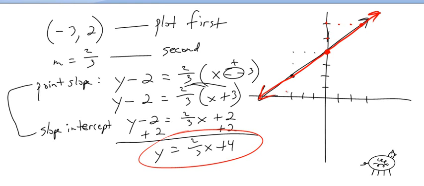Point slope is really the easiest form in the world because you're given a point, you're given a slope, you plug it in, and you come up with an equation. Slope-intercept form, you got to do a little extra work because you got to solve for y. Okay, but that's pretty much it.